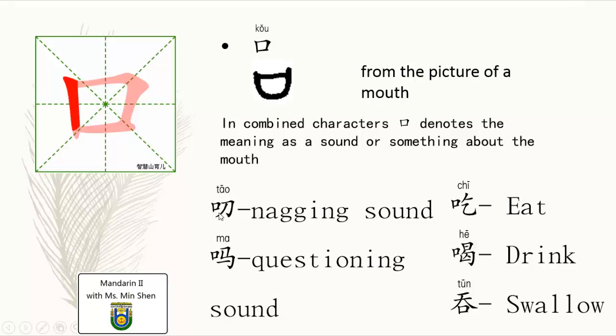For example, this character read as 刀, right? 刀 meaning 刀, DAO, and it's imitating the nagging sound. And this one 吗 is the questioning sound. 你好吗? So 口 means it's a sound, and it sounds like 马. Or it means has something to do with the mouth. For example, to eat, 吃, to drink, 喝, to swallow, 吞, you need to use the mouth. So this is the character of 口.